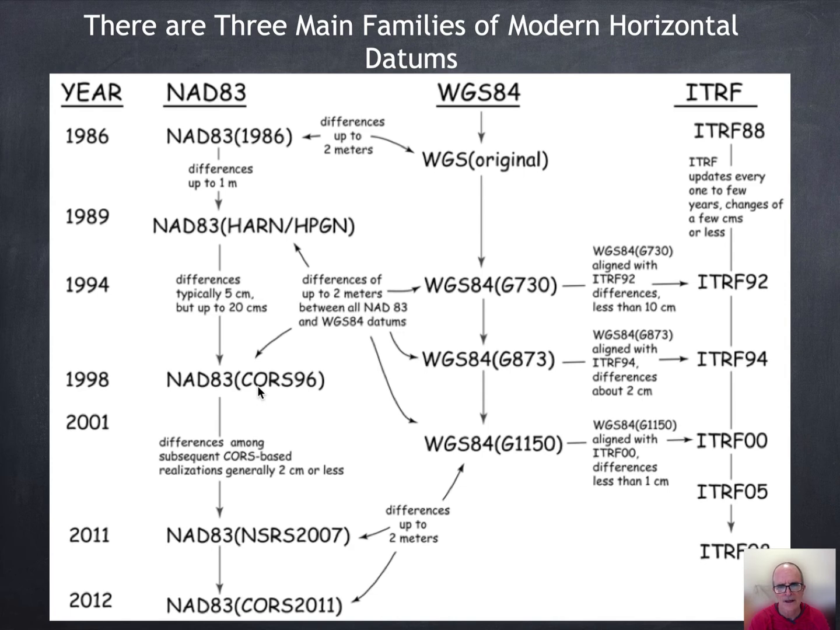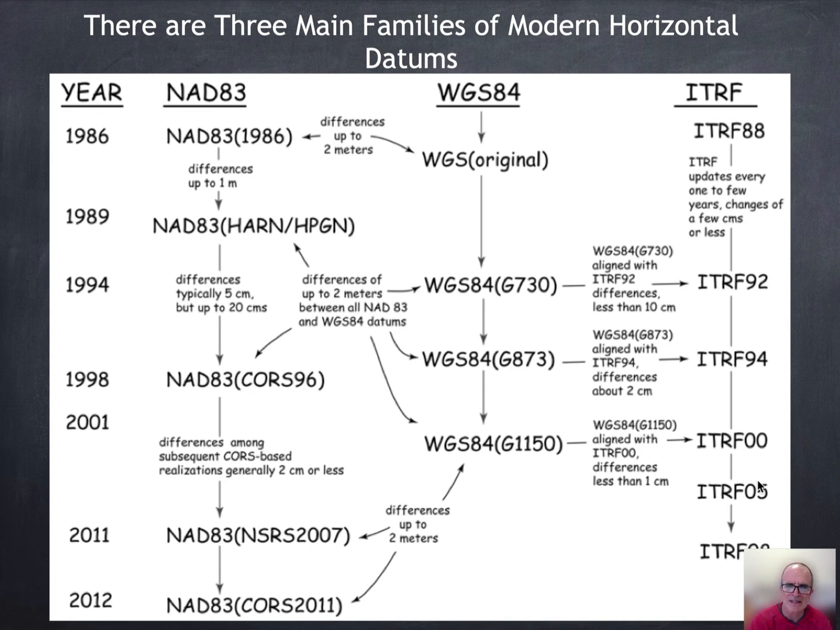between the HARN and the CORS 96. And then we did a bunch more measurements and tried to improve it, but those only improve the measurements by about 1 inch, important for geodesists, but not for everybody else. And then from the 2007 to 2011, it's like half an inch or less. So these are various versions. The one you have to be the most careful about is this NAD83 1986 versus NAD83 CORS 96, 2007, 2011. These are kind of the same. These are different because the shift of a meter is important for a lot of people. Now we have the WGS84, which has changed through time, and the ITRF, different versions.